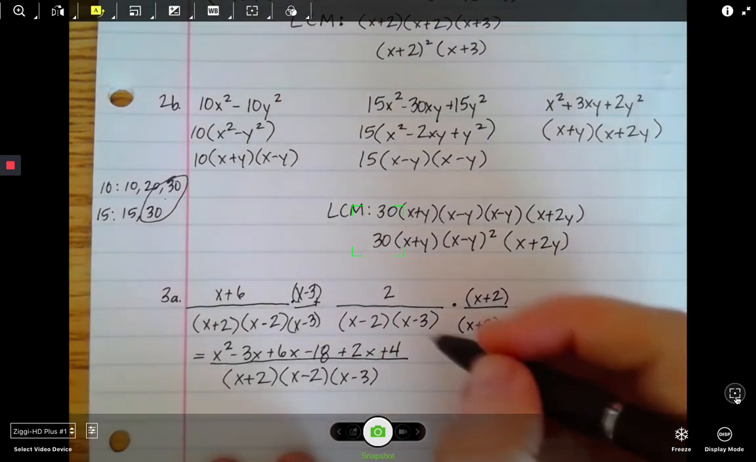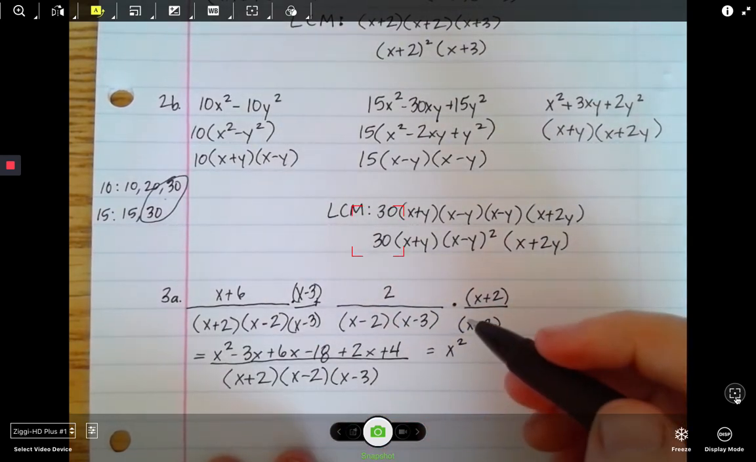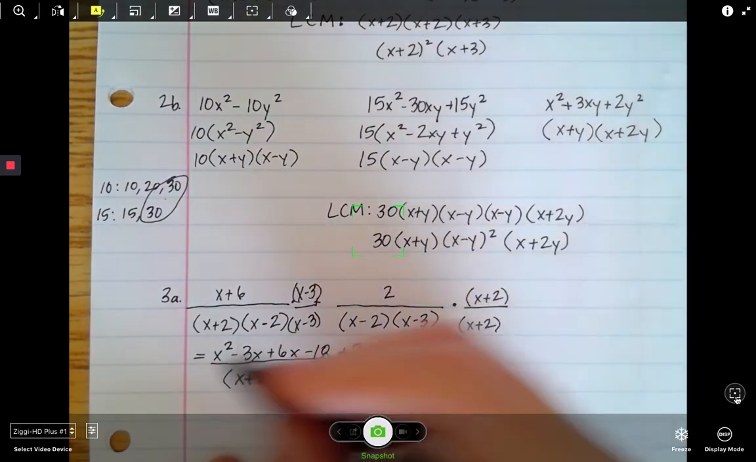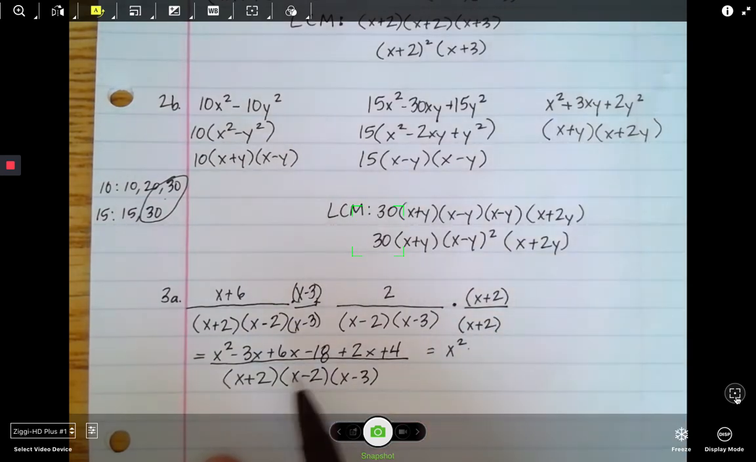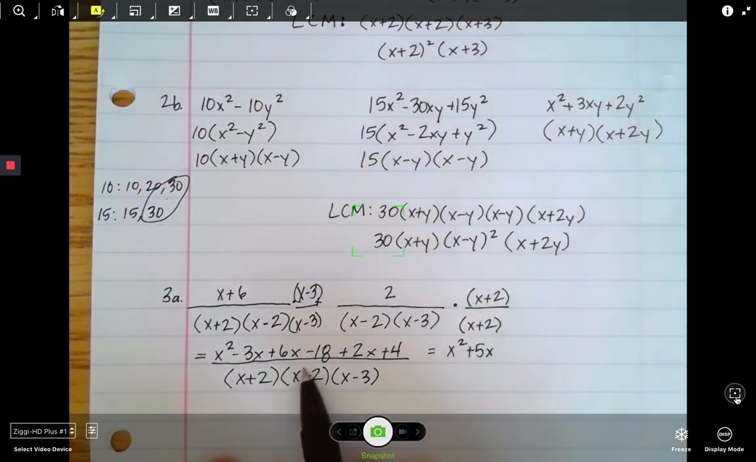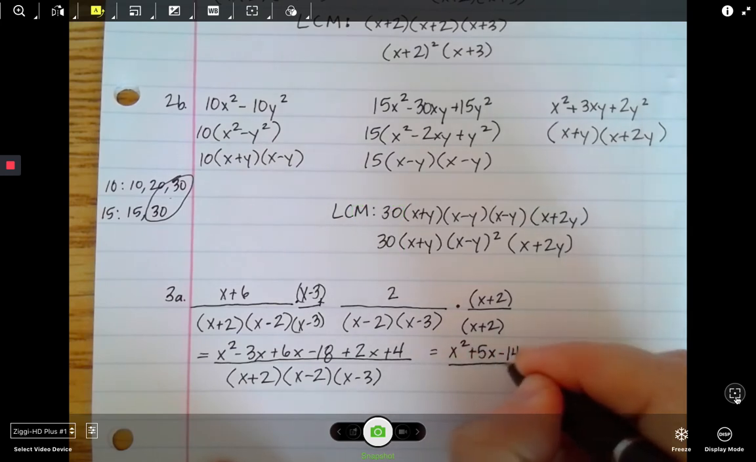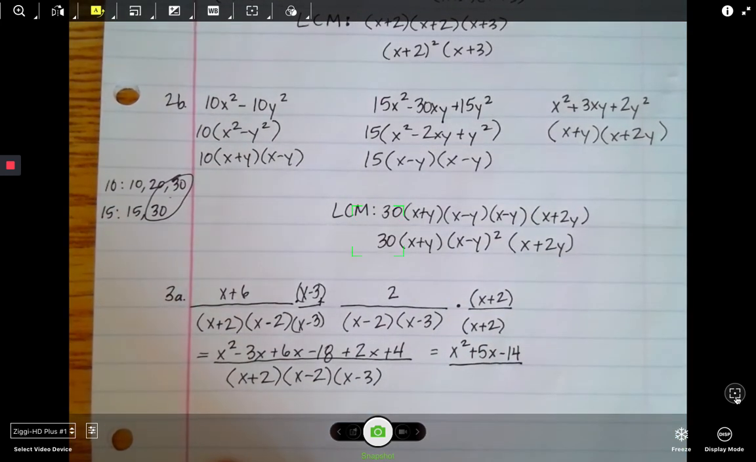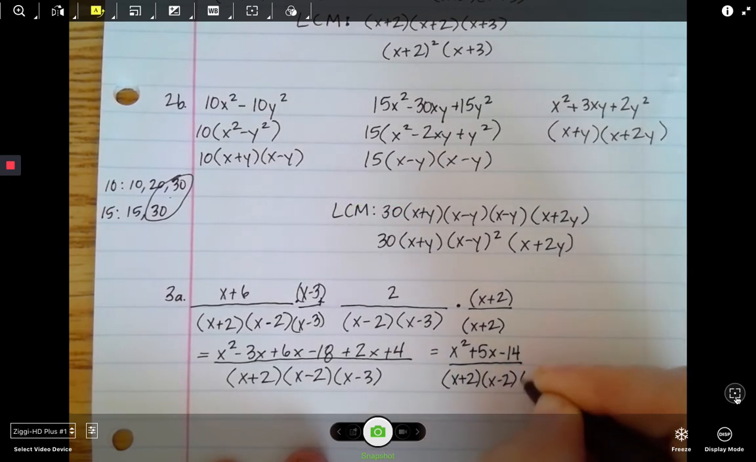Now we combine our like terms if we can. X squared, nothing else to be combined with them. Negative 3 plus 2x is a negative, oh wait, I forgot the 6, didn't I? So negative 3 plus 6 is a positive 3. Plus 2 is a positive 5. Negative 18 plus 4 is a negative 14. The denominator is x plus 2, x minus 2, x minus 3.